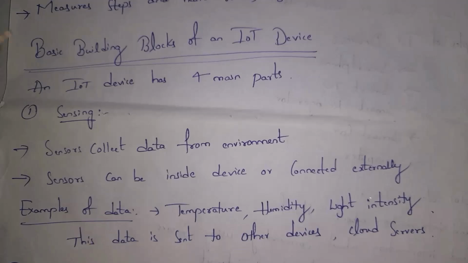Next, I will explain basic building blocks of IoT device. Guys, IoT device has four main parts. And the first one is sensing. IoT device contains sensors. By using that sensors, we can collect data from environment. So sensors are present in IoT device and they can collect data from environment. For example, if we consider temperature, humidity, light intensity, we can collect all this data from sensors and the data can be sent to other devices or cloud servers.